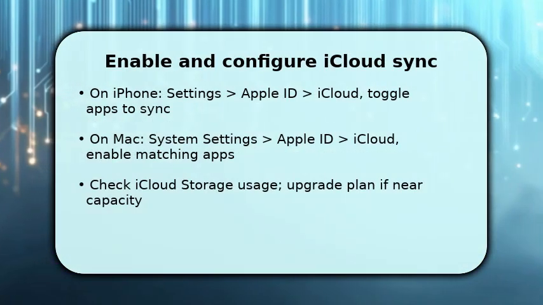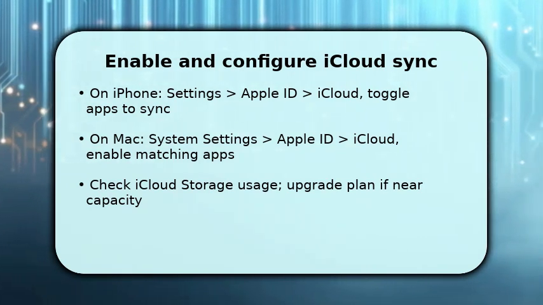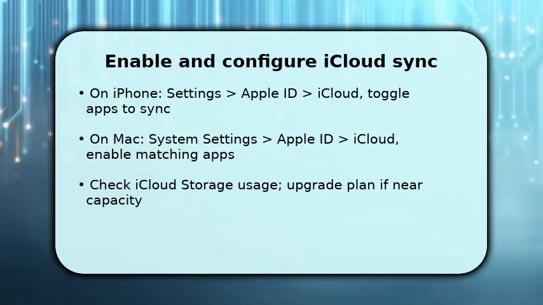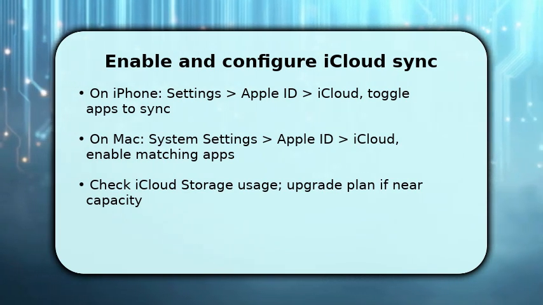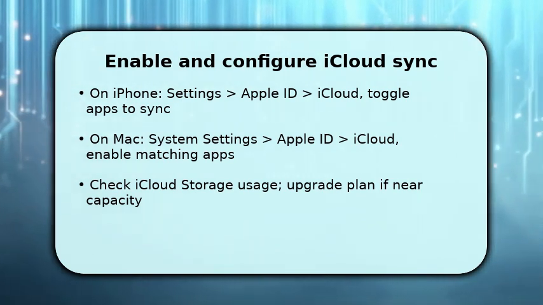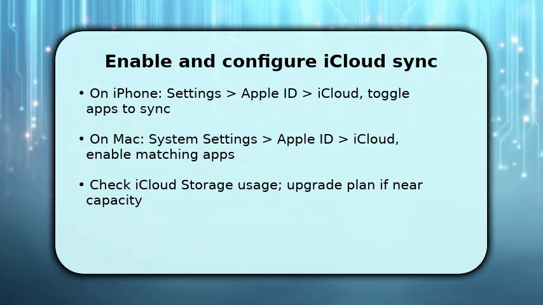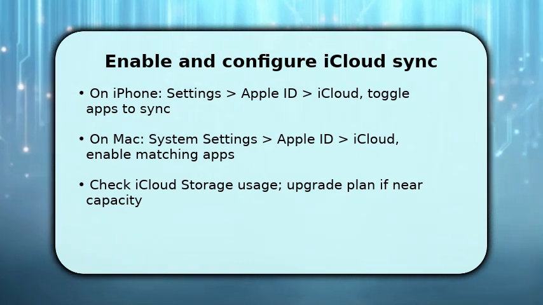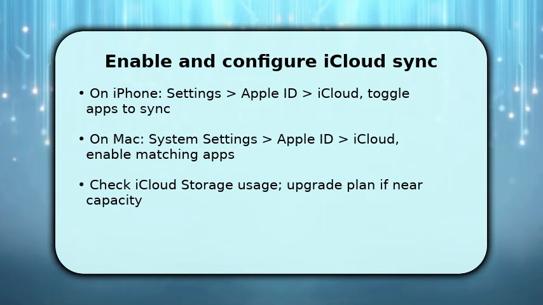Now you enable the actual sync items. On the iPhone, go to Settings Apple ID iCloud and toggle Photos, Contacts, Notes, and other apps you want synced. Then on the Mac, open System Settings Apple ID iCloud and enable the same items so data mirrors. Make sure your iCloud storage has room. Once it's near full, syncing can stall, so upgrade if necessary. By matching selections on both devices, you control what flows and avoid partial or duplicated data.